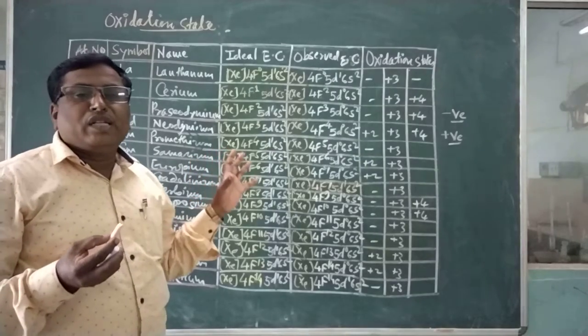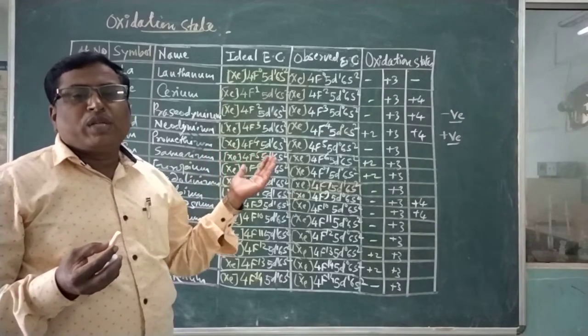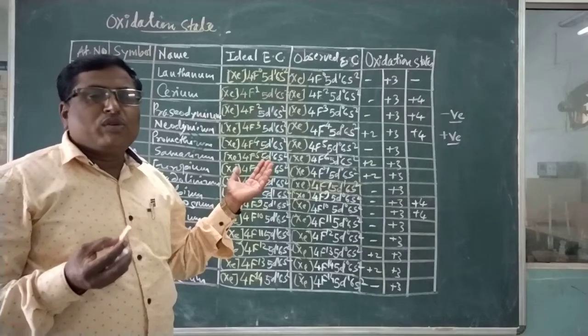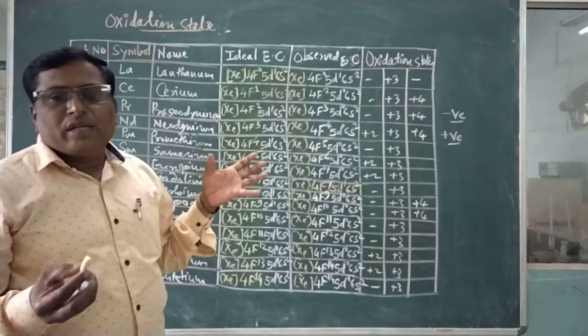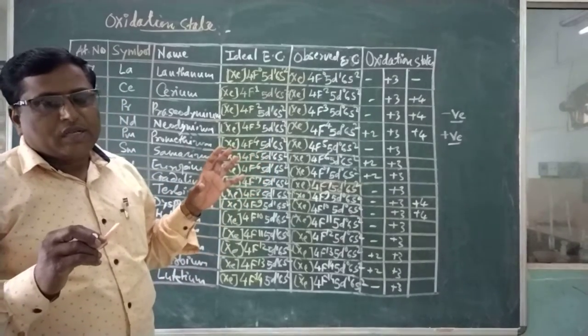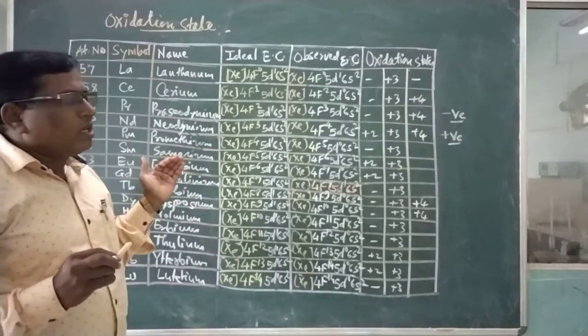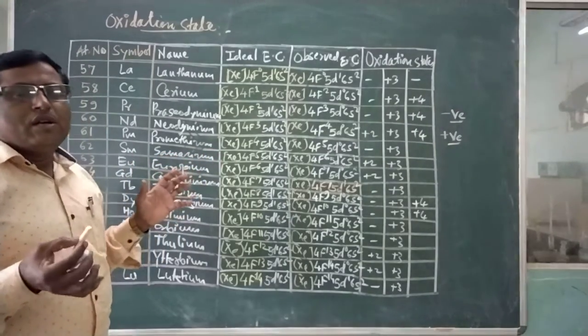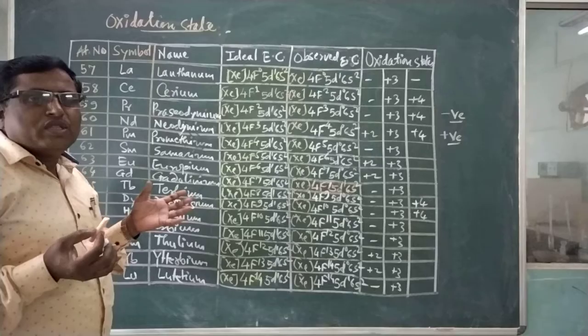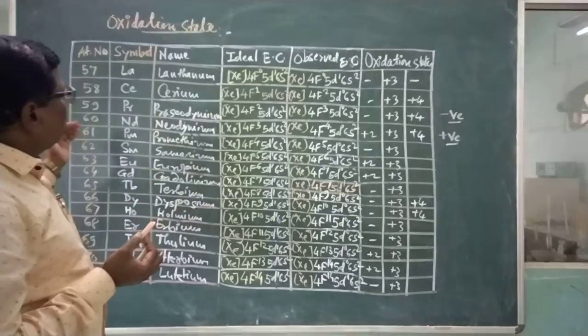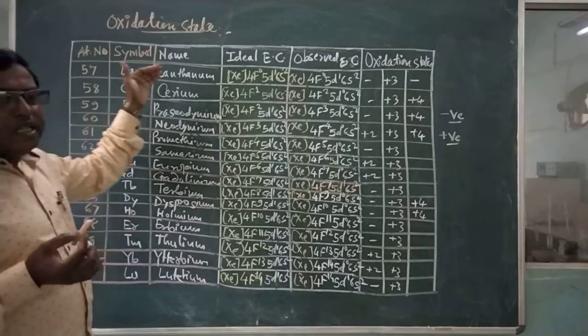If we take Na plus, removal of an electron occurs. When we take Cl minus, addition of one electron occurs. In this way we understand the meaning of oxidation state and how elements show oxidation states. This idea we are going to see in the case of the lanthanide series.